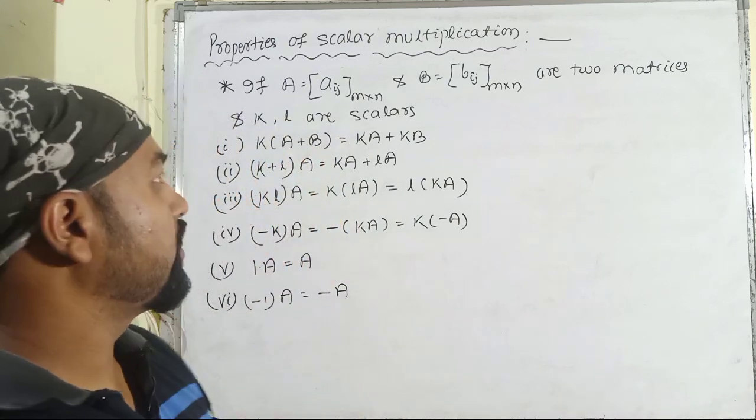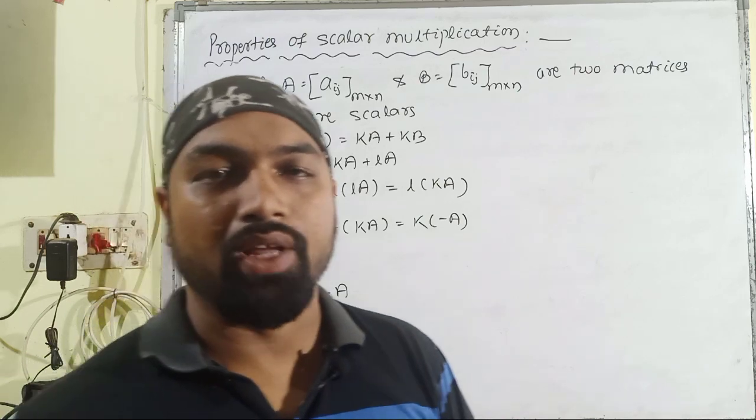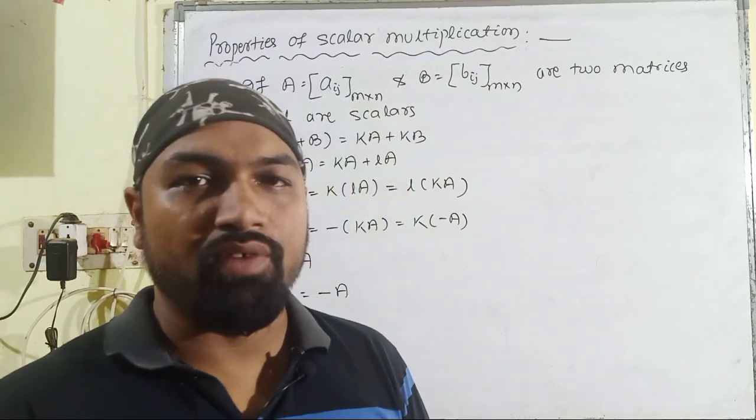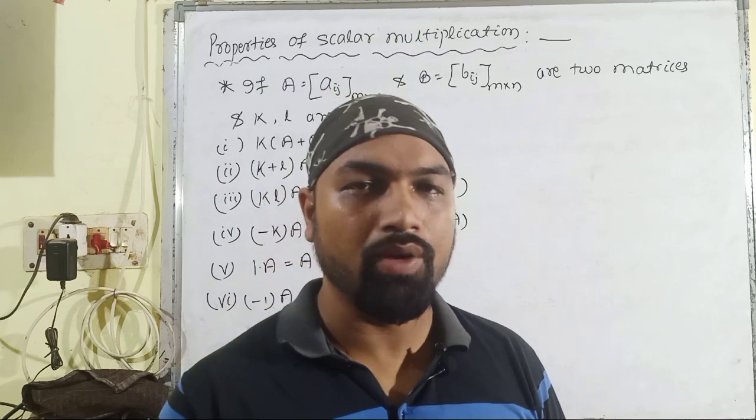After the completion of properties of scalar multiplication, let us discuss matrix multiplication. That means multiplication of a matrix with another matrix, its conditions, its properties, and some problems based upon it.